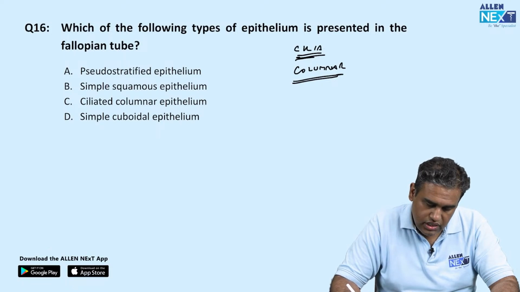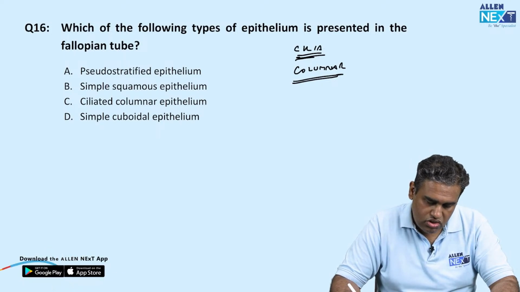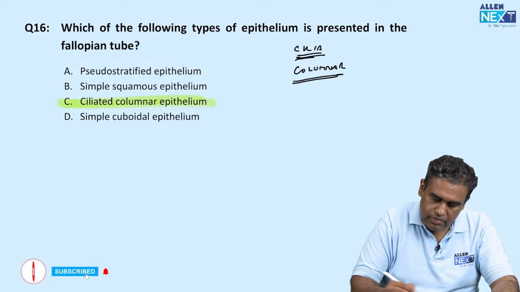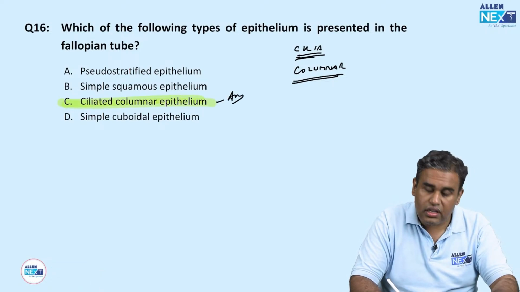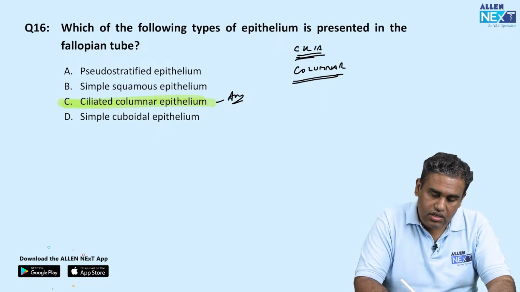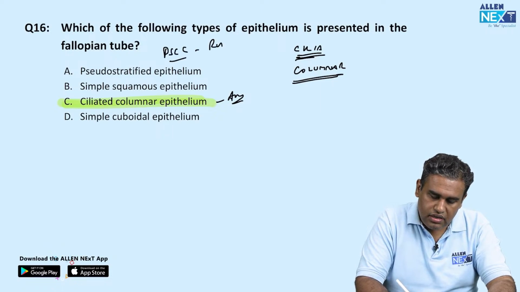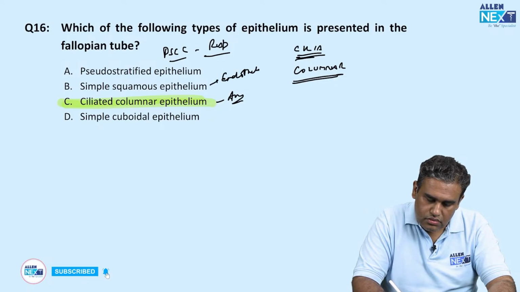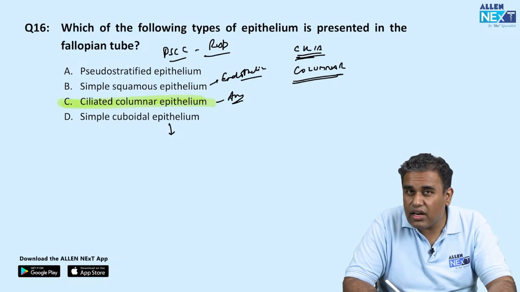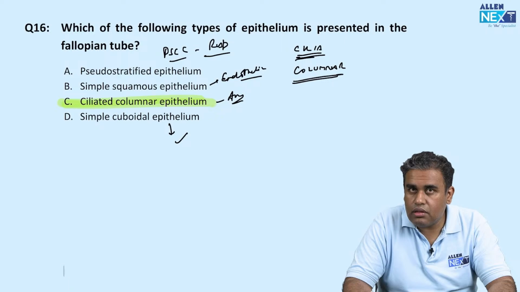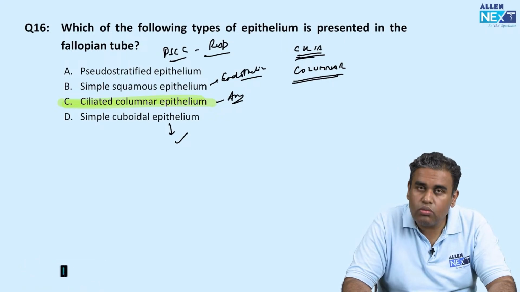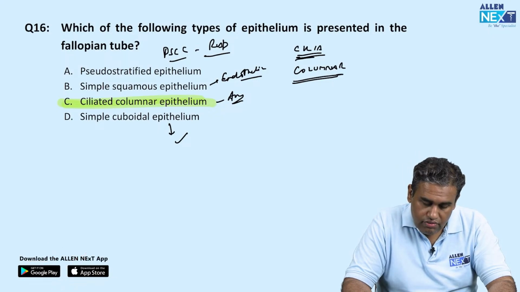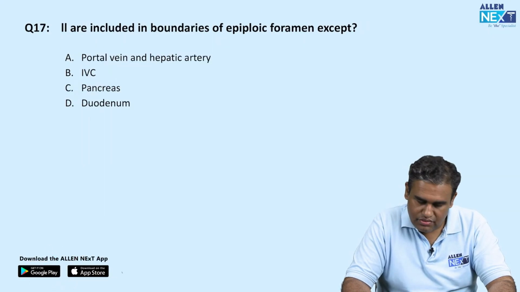Let us see what the options are. Pseudostratified epithelium, no. Simple squamous, no. Ciliated, yes, absolutely correct. Option C will be our best answer. Pseudostratified ciliated columnar epithelium is found in the respiratory epithelium. Simple squamous is what you see in the endothelium. Simple cuboidal is what you see in the thyroid gland as well as the convoluted tubules of the kidneys, or in the ducts, such as the minor and salivary ducts. Fallopian tube: ciliated columnar epithelium, right?